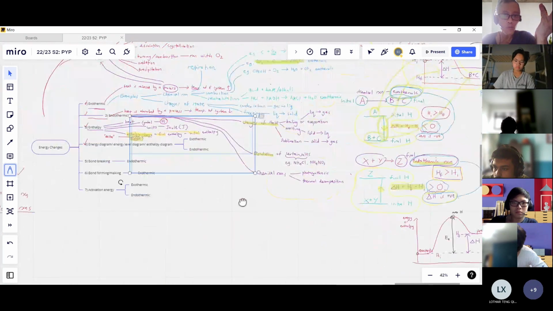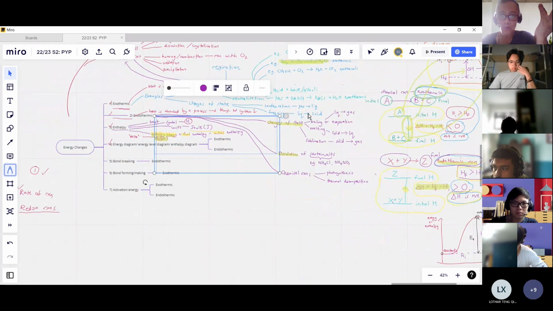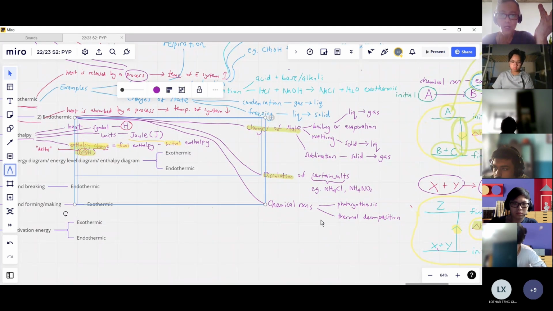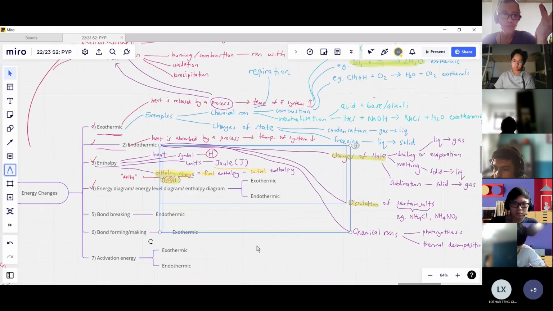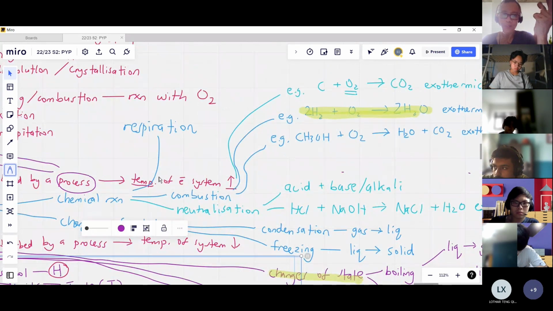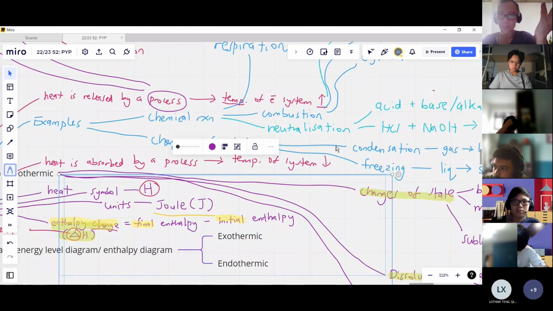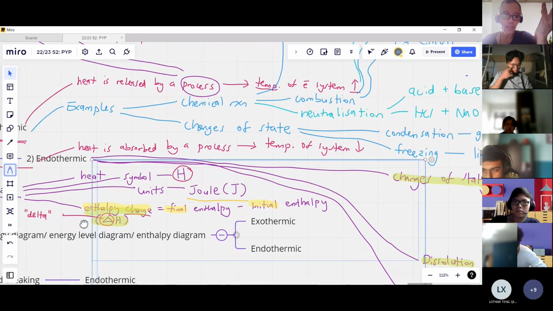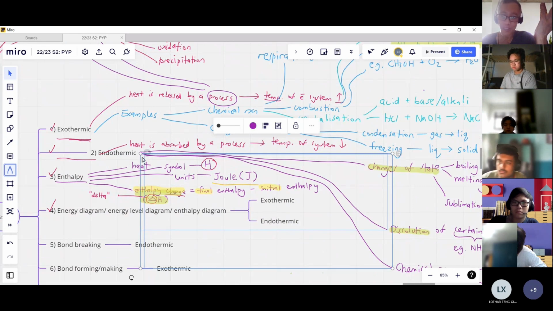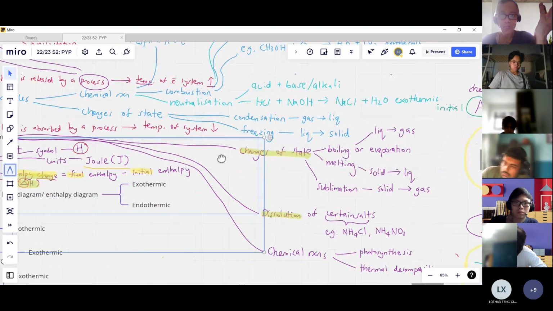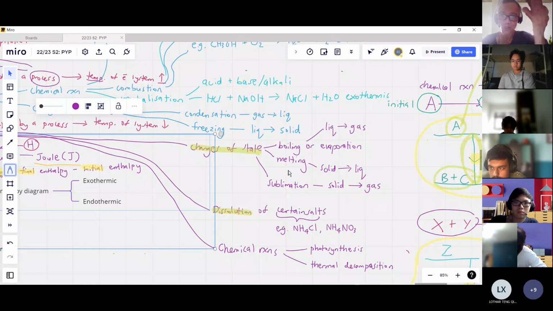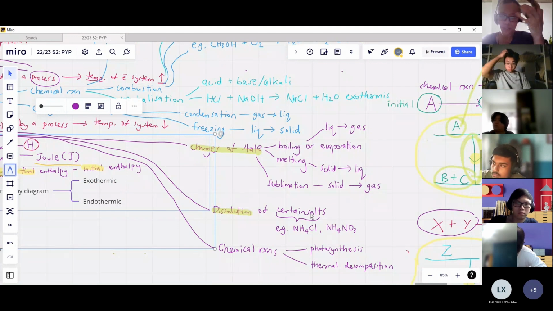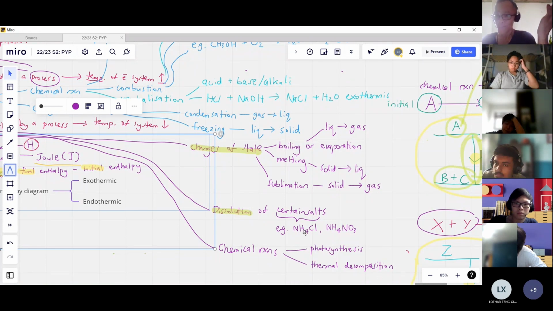We touched on some examples, but I'm not going to go through them now. Make sure you have jotted all this down. Examples of exothermic reactions: combustion, neutralization, changes of state. And also examples of endothermic reactions: boiling, evaporation, all these are endothermic. Dissolution of certain salts is endothermic. Certain chemical reactions are also endothermic. So that's all we covered.